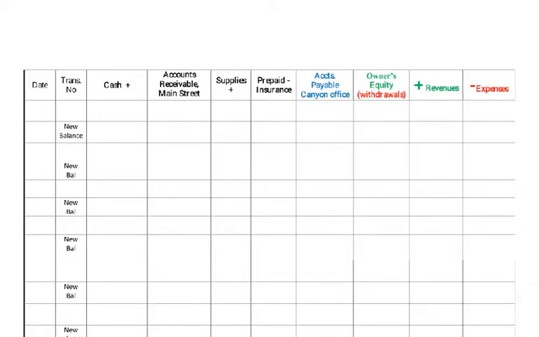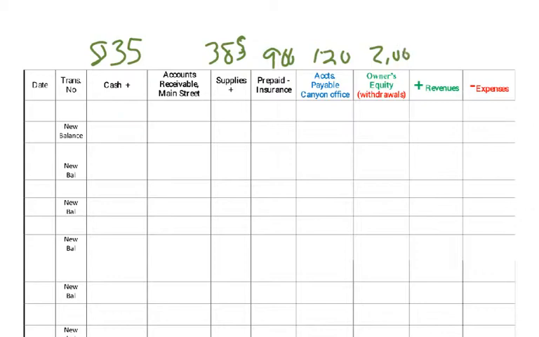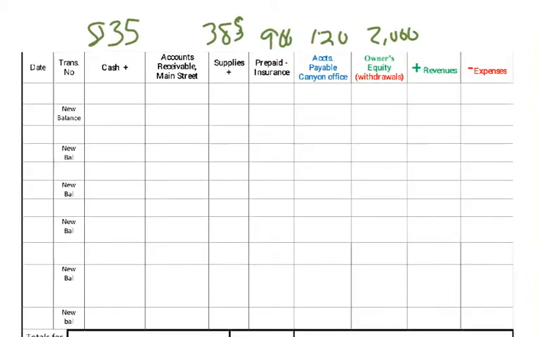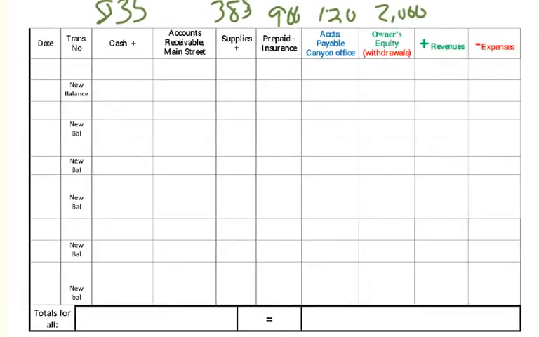I'm going to transfer the balances. $835 in cash, $385 in supplies, $900 in prepaid insurance. We still owe $120. We still have $2,000 in equity. This will make it easier when we continue to put things on our sheet. So we ended with which transaction? We paid cash on account.